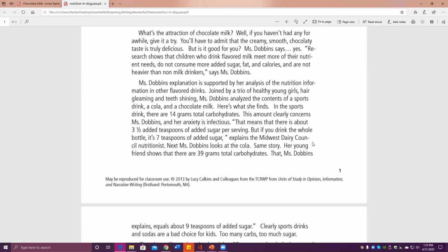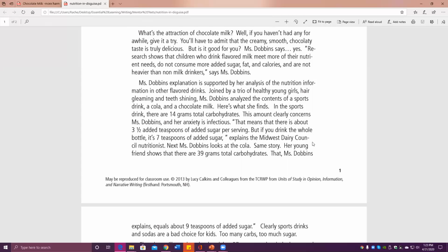Joined by a trio of healthy young girls, hair gleaming and teeth shining, Ms. Dobbins analyzed the contents of a sports drink, a cola, and a chocolate milk. Here's what she finds. In the sports drink, there are 14 grams total carbohydrates. This amount clearly concerns Ms. Dobbins, and her anxiety is infectious. "That means there is about 3.5 teaspoons of added sugar per serving. But if you drink the whole bottle, it's 7 teaspoons of added sugar," explains the Midwest Dairy Council nutritionist.